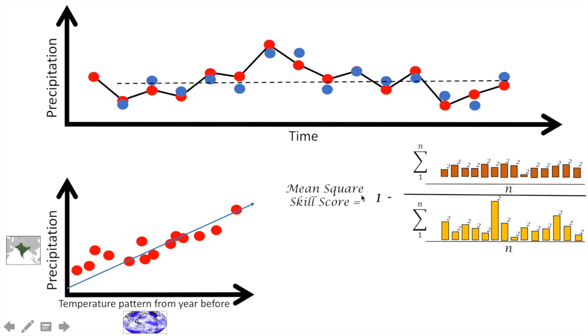And essentially what this means is that when this value is above 0, that means that your statistical relationship is doing better than just guessing the climatology for any given year. So mean squared skill scores above 0 tell you that your statistical relationship is valuable and better than just guessing the average for that year.